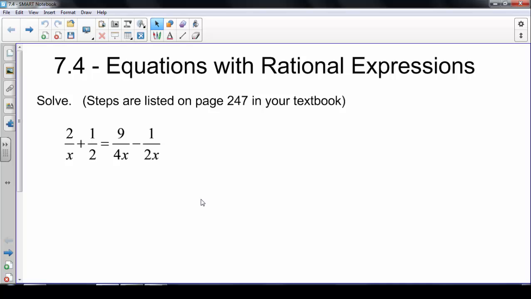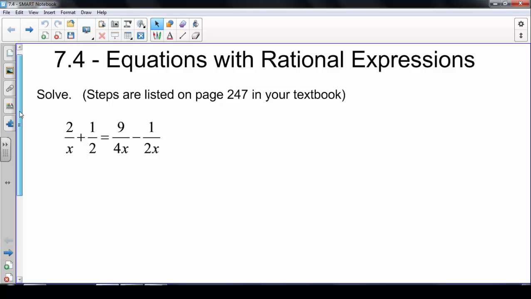Section 7.4, Equations with Rational Expressions. So the steps that we're going to go through are listed on page 247 in your textbook. I'm not going to actually write them out for you on here, but I highly recommend that you write those into your notes, or at least highlight, star, do something in your textbook so that you remember to do them.